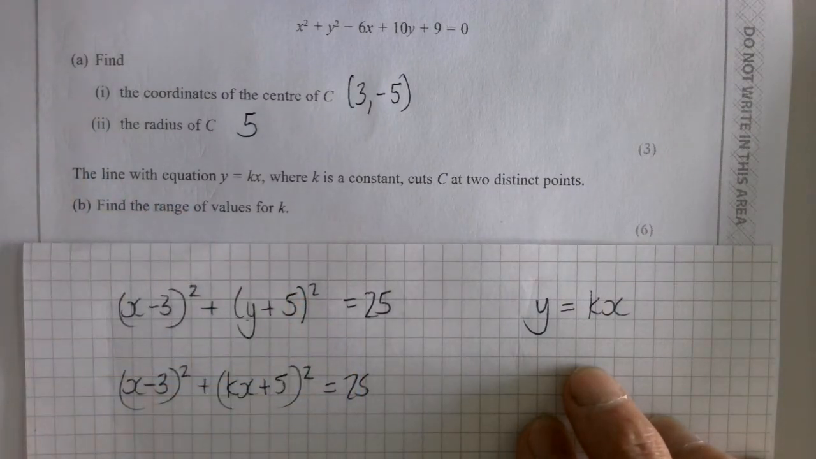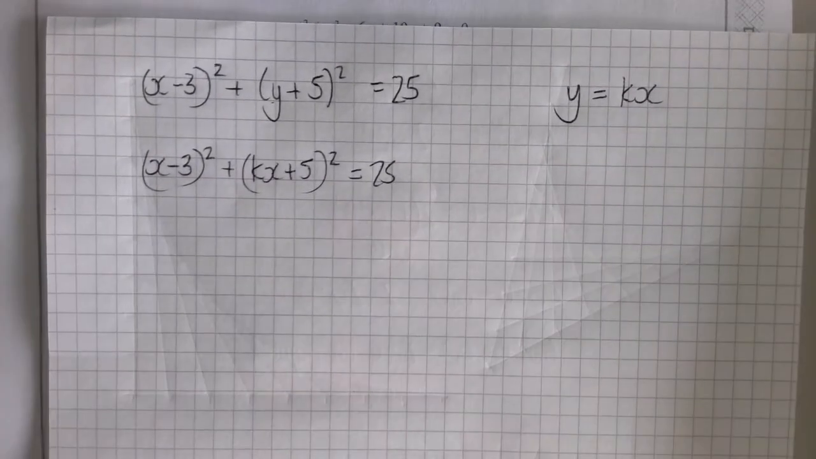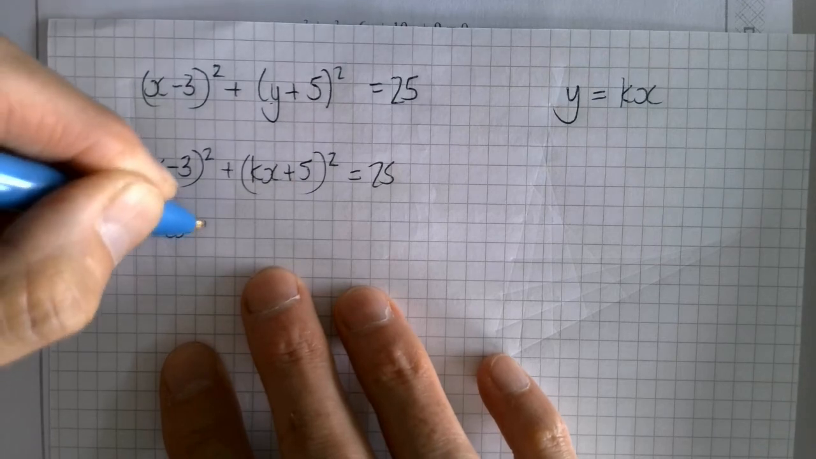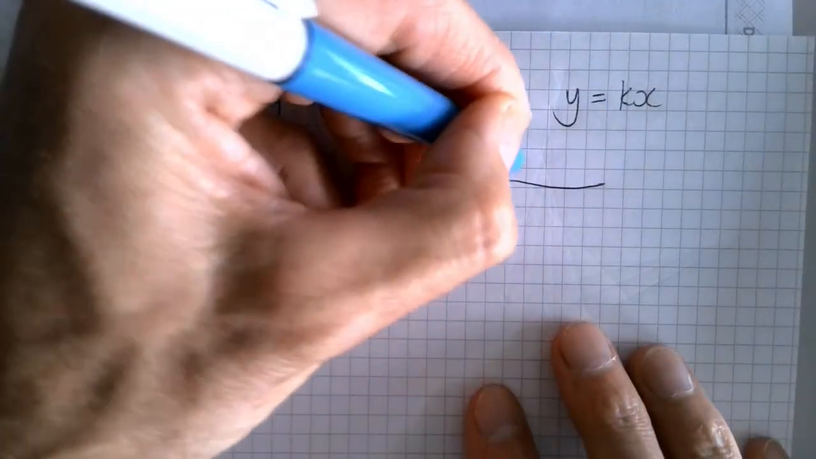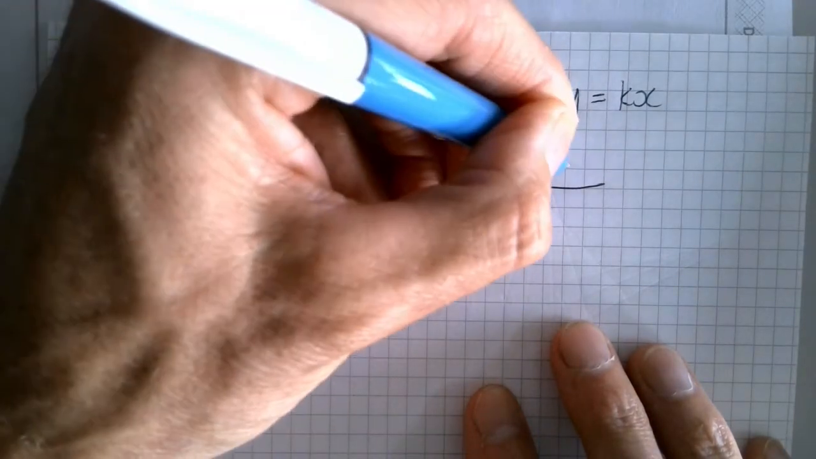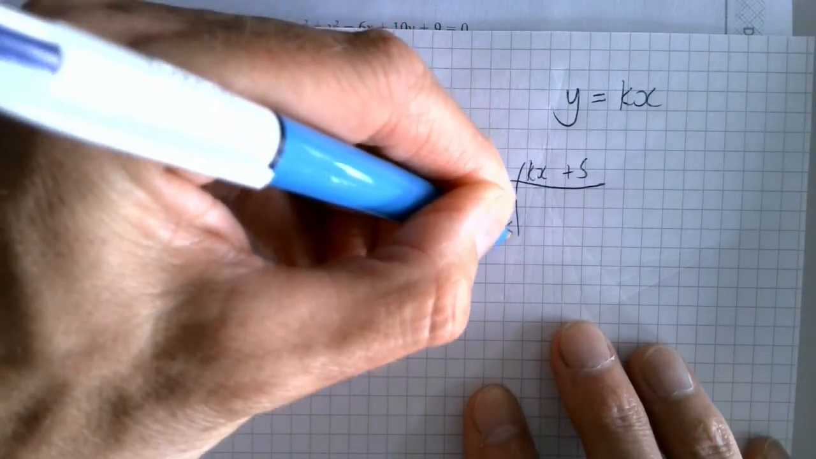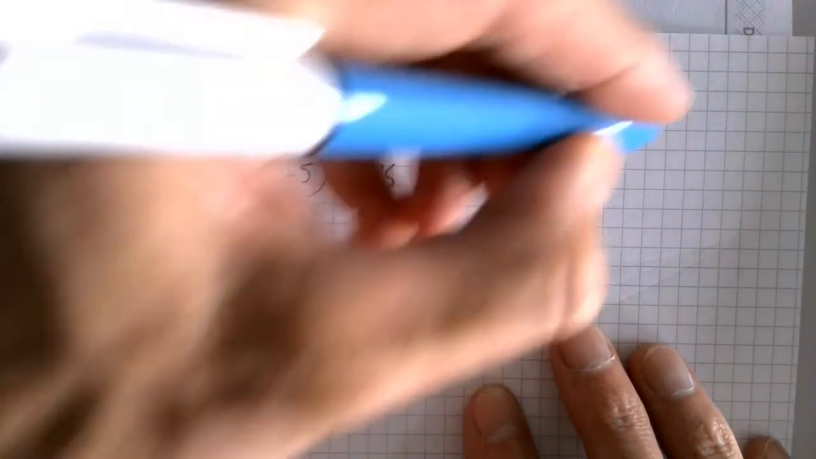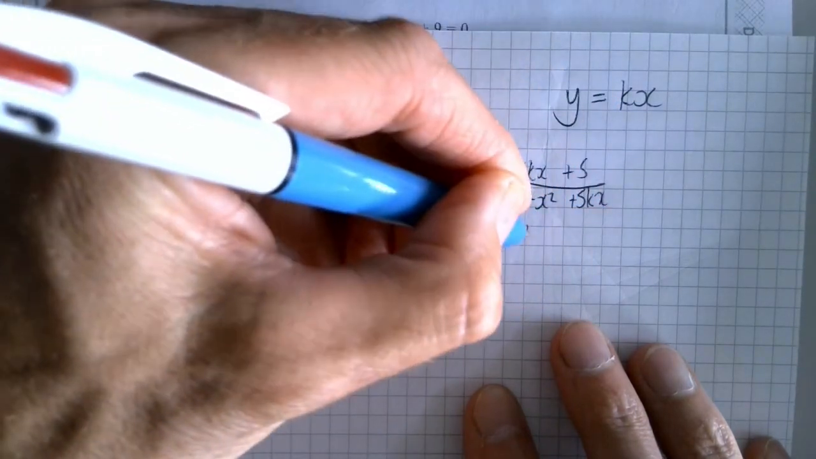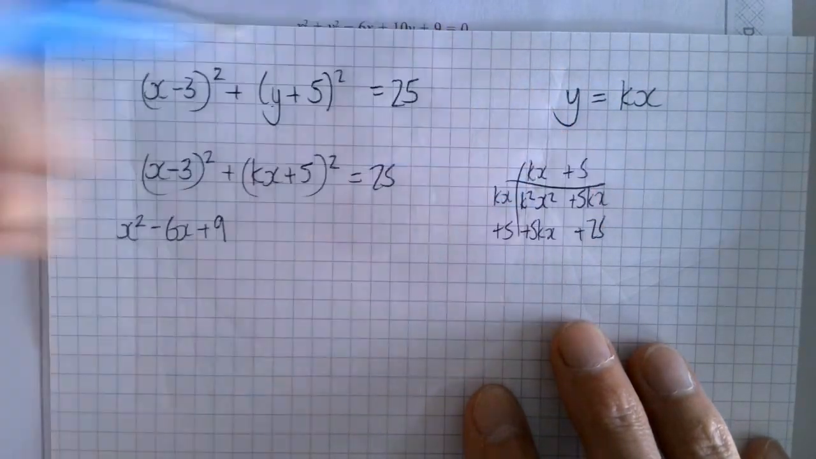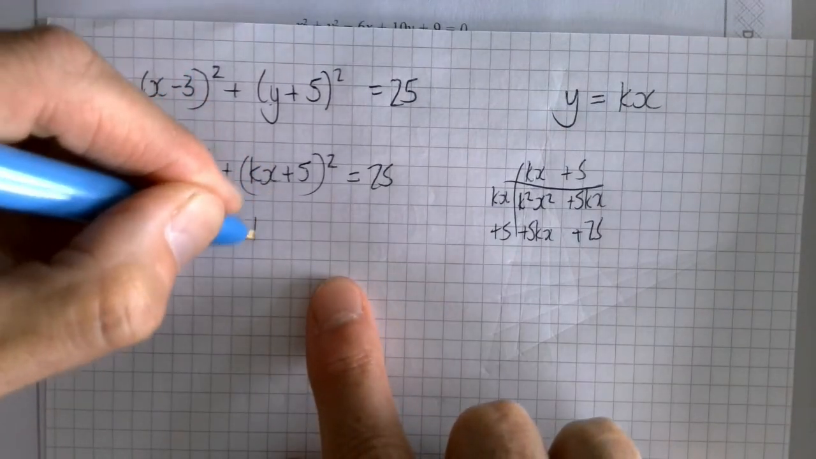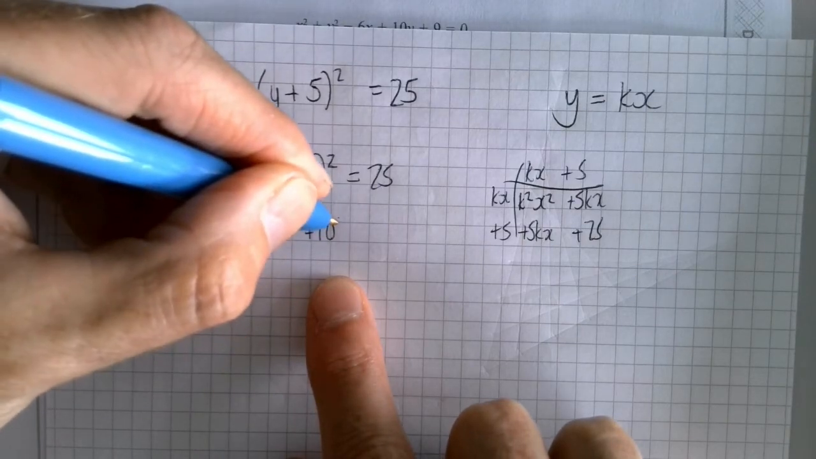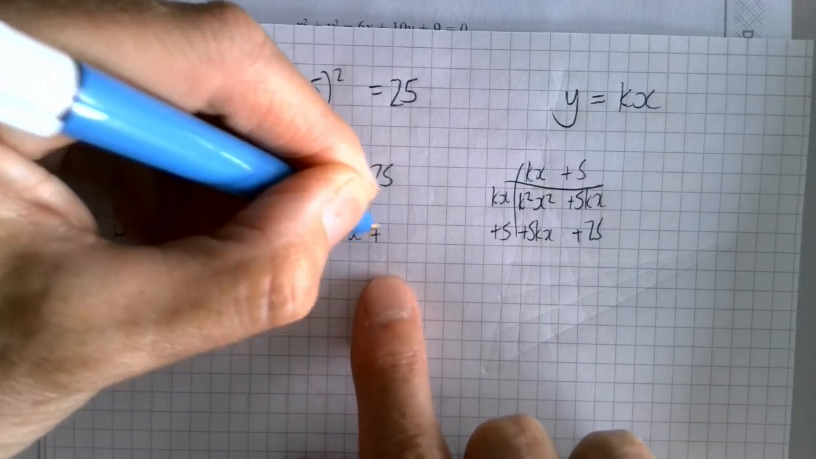And if this is a discriminant question, then I need to get this into the form of a quadratic. So I'm actually going to multiply those brackets out. These ones, I've got to be a bit careful here. So k is a number, so it's like 3x or 4x. So that gives me k squared x squared, that's a tricky one, plus 5kx plus another 5kx plus 25. So that gives me k squared x squared plus 10kx plus 25.